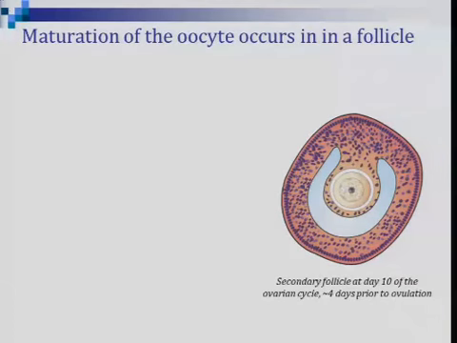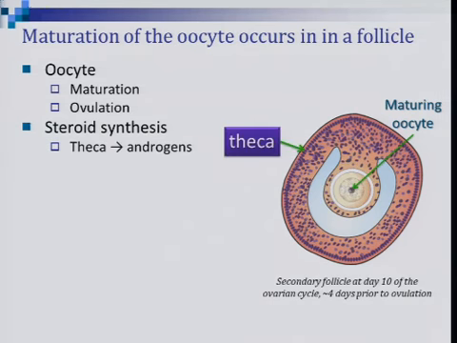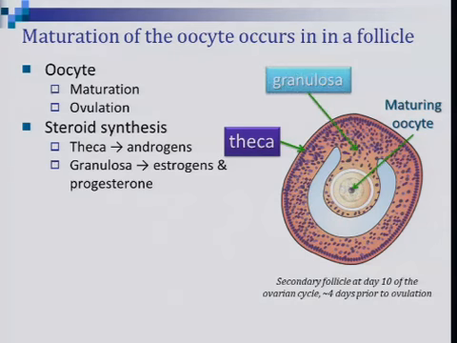So the maturation of an oocyte occurs in a follicle. This is a secondary follicle at about day 10 of the ovarian cycle, roughly 4 days prior to ovulation. In the center here is the oocyte. It's undergoing maturation, and eventually will be expelled during ovulation. There's also extensive steroid synthesis in this follicle. The cell layer on the outside is called the theca, and that's where androgens are synthesized. And on the inside, these cells here are granulosa cells, and they synthesize estrogens and progesterone.